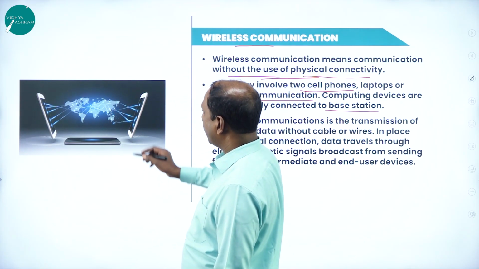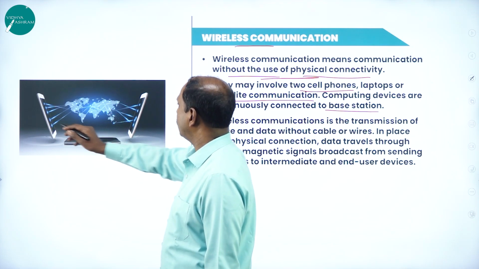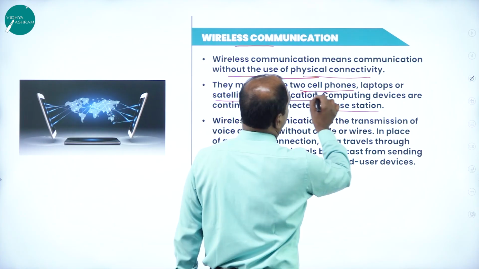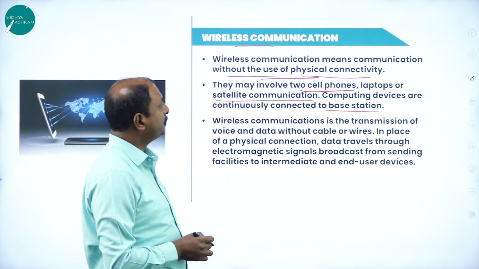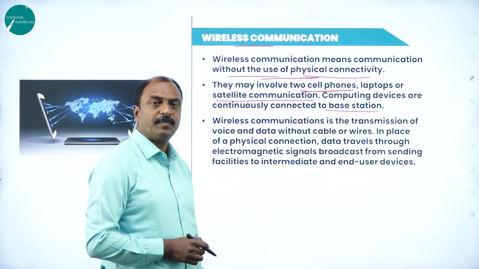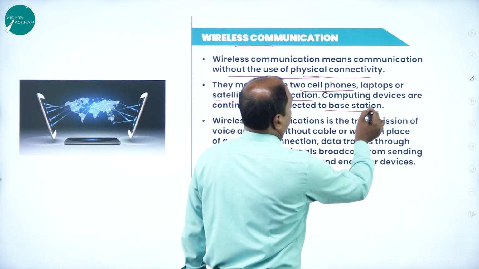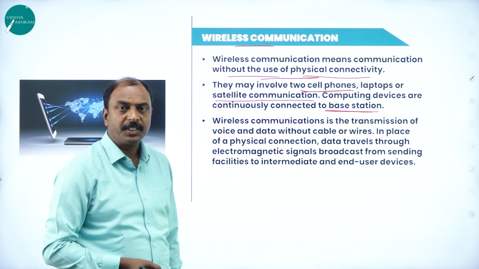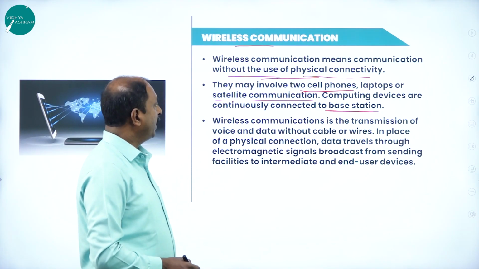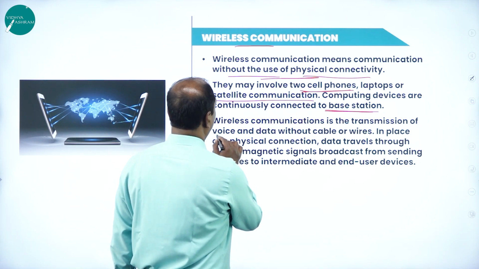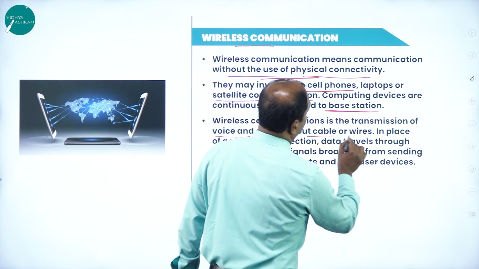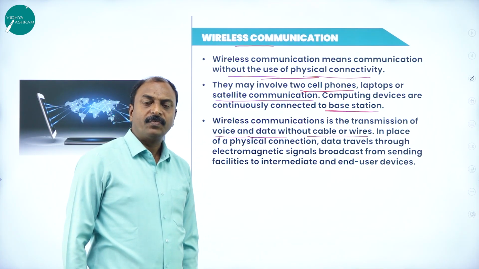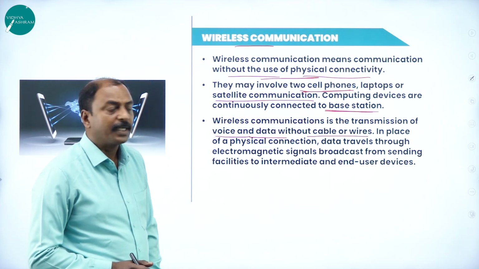Now we can look at the diagram here. Here in the diagram we can see there are two mobiles. They are communicating through wireless communication. Here it can be communication between laptops or cell phones or through satellite communication. And here the computing devices continuously connect to the base station. Whenever there is communication, it will connect to the base station. Wireless communication is the transmission of voice and data without cable or wires. That is the definition you have seen here. There is no direct physical connectivity between two networking devices.